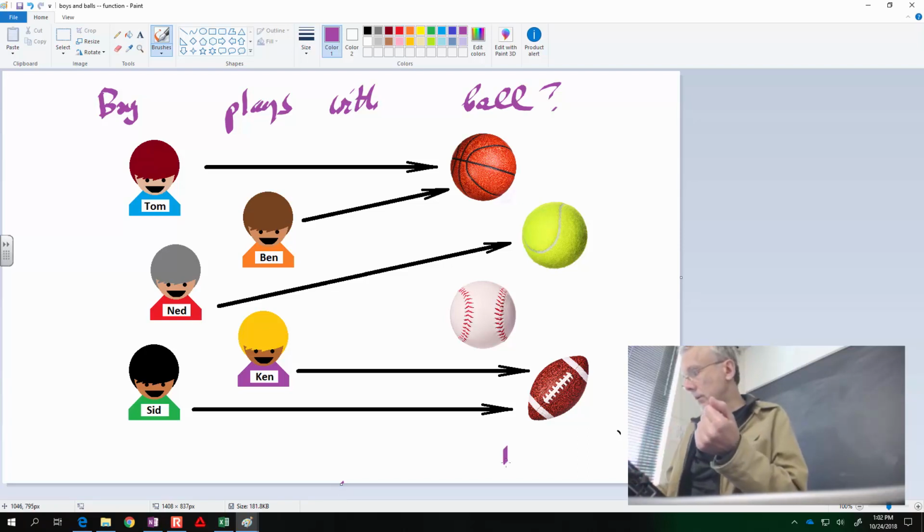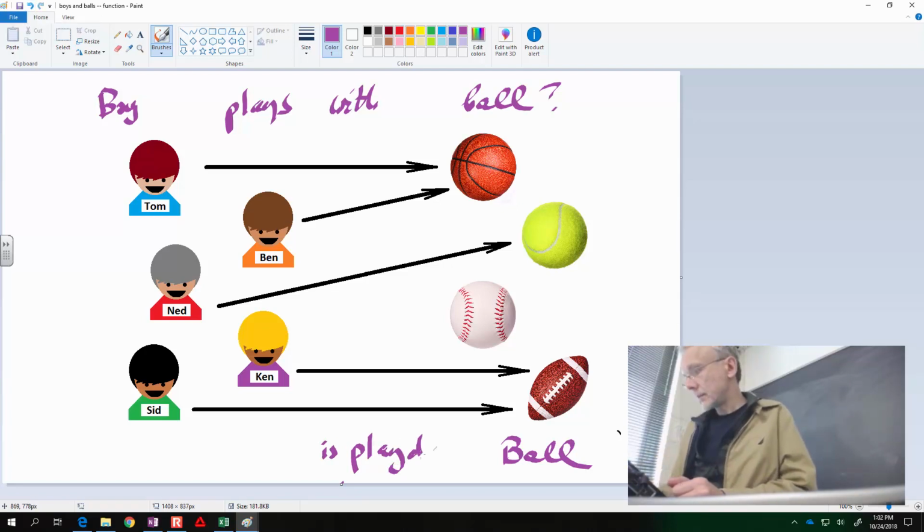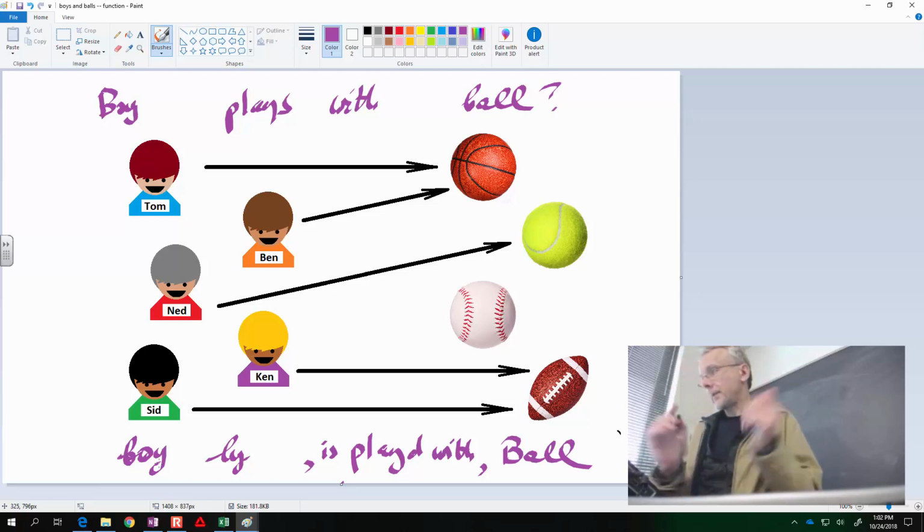So ball, I'm writing from right to left, is played with by boy. Okay, it doesn't work out too well. But you can see I want to go from right to left. So the ball is where we're starting. The starting point is the ball rather than the boy. So those arrows point from boys to the balls. From each boy there is an arrow pointing to the ball he plays with.